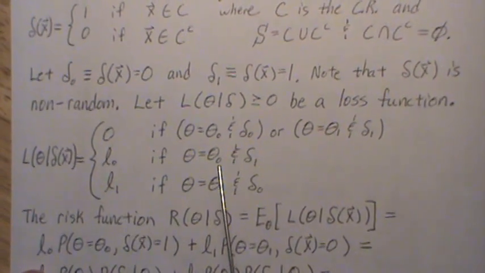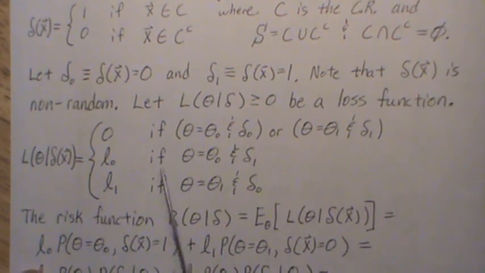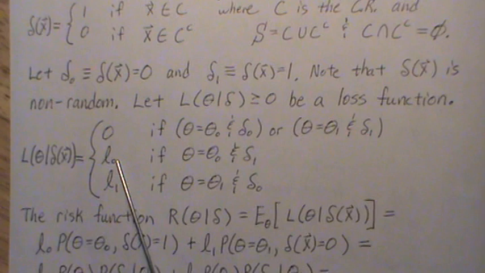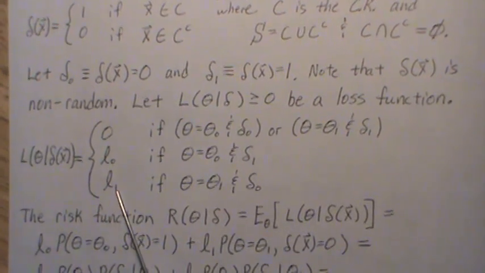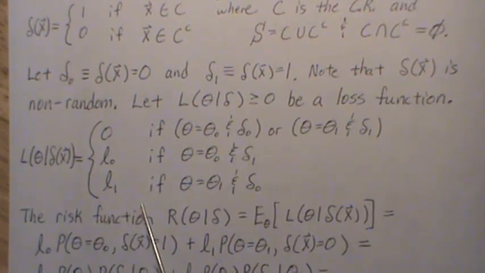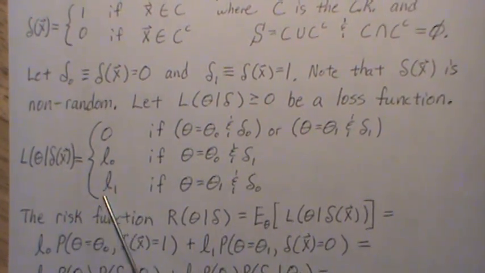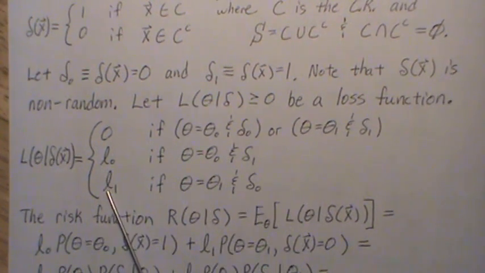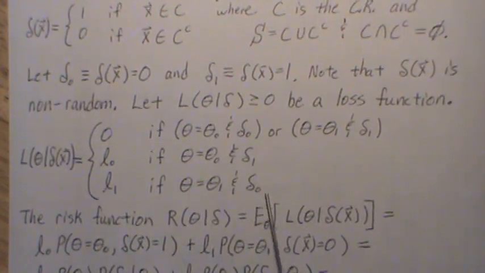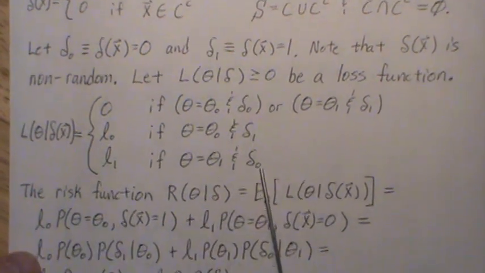And if the true state of nature is theta 0 and we indicate that it probably should be theta 1, then we're going to have a loss of L1. Now the subscript tells you what the true state of nature is, but we make a wrong decision, right? So the 0 here, L0, means that the true state of nature is theta 0, but we made a wrong decision, and that's the loss, L0. L1 is similarly defined. L1 means the true state of nature is theta 1, but our test function says that we should accept theta 0.